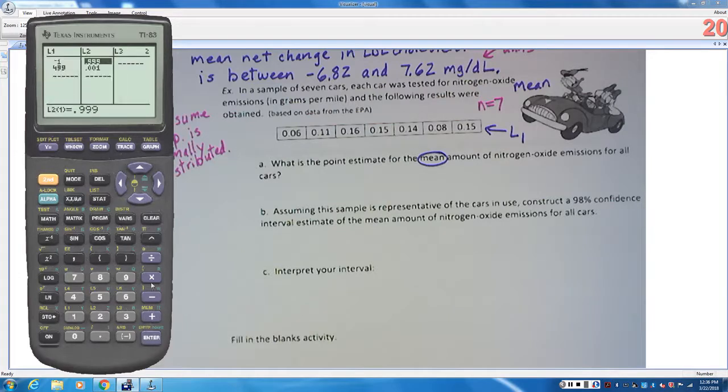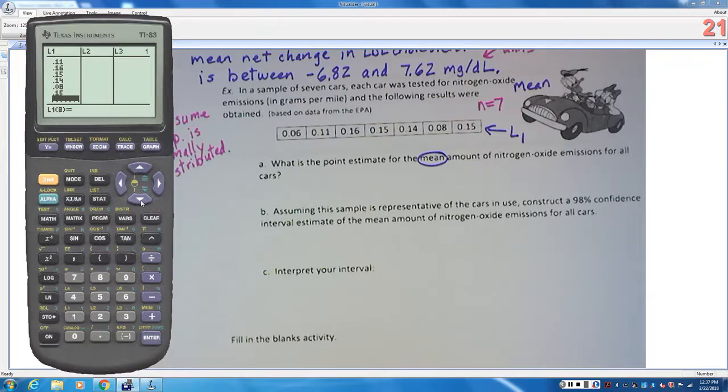Stat, edit, clear out the list. 0.06, 0.11, whoops. Oh, I entered 2 periods. Stat, edit, 0.06, 0.11, 0.16, 0.15, 0.14, 0.08, and 0.15.